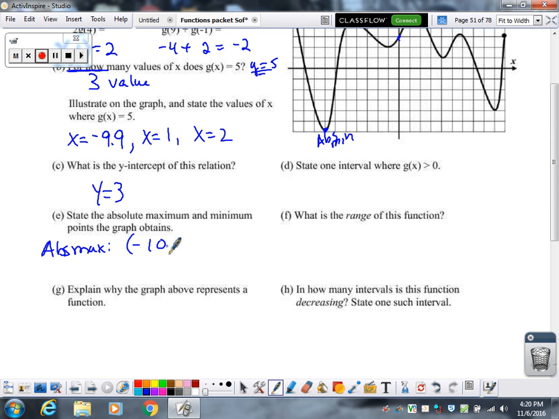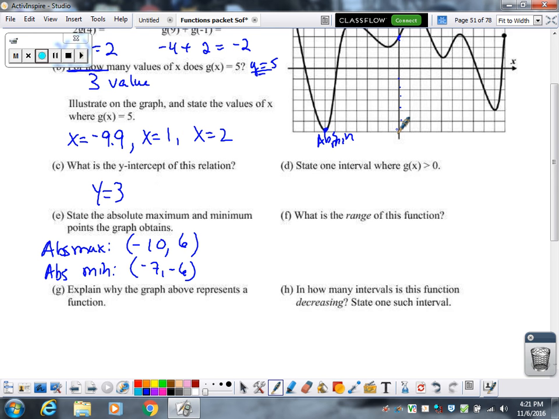Absolute max is (-10, 6). Absolute minimum. And again, these are coordinates, so these are parentheses, no square brackets. That x value is, say, -1, -2, 3, 4, 5, 6, 7, -7. And I believe that's a -6. 1, 2, 3, 4, 5, 6. Yep, -6.